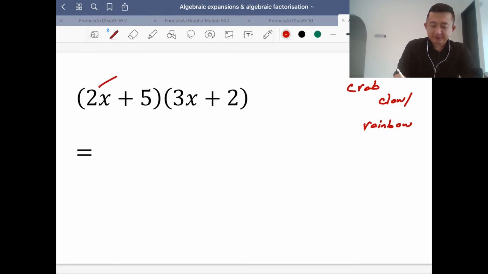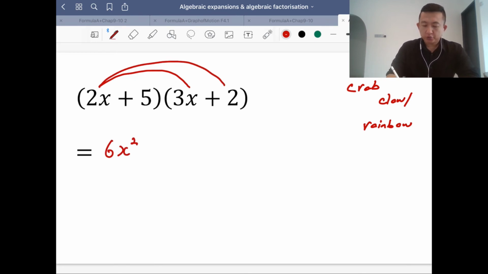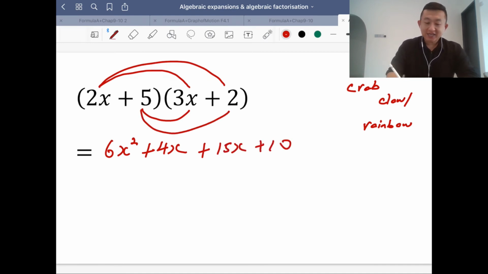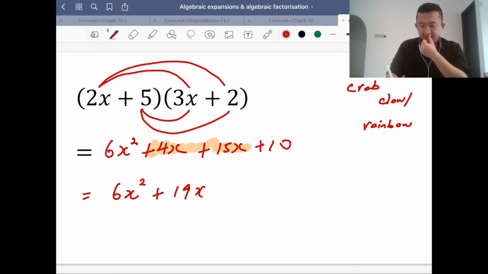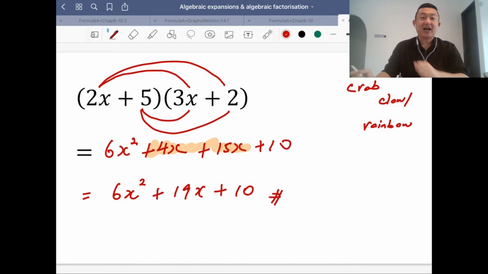You have the first term, 2x multiplied by 3x, 6x squared. 2x multiplied by 2, so you have plus 4x. 5 multiplied by 3x, you have 15x. And 5 multiplied by 2, you have 10. Observe, you have like terms here. So you have 6x squared plus 19x plus 10. This is how you expand it. Definitely this is easier. You don't have to draw the grid. This is the crab crawl, or you can call it the rainbow method.